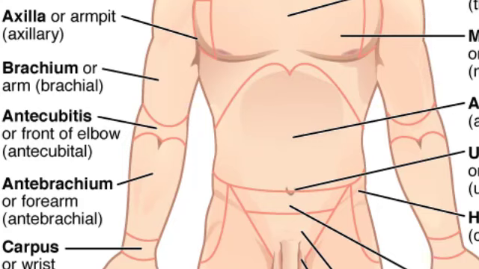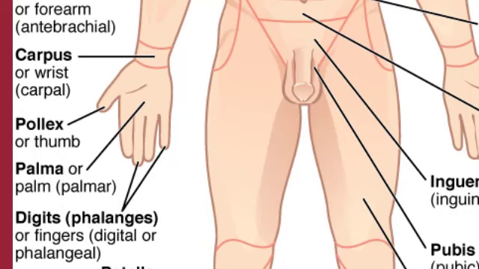We also have carpus, or what we call the wrist, or carpal. And in the hand part, we have the pollex or thumb. We also have the palma or palm, or palmar. And digits or phalanges or fingers, digital or phalangeal.